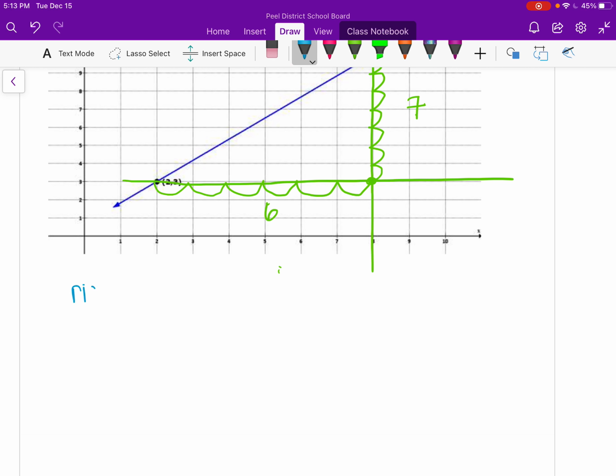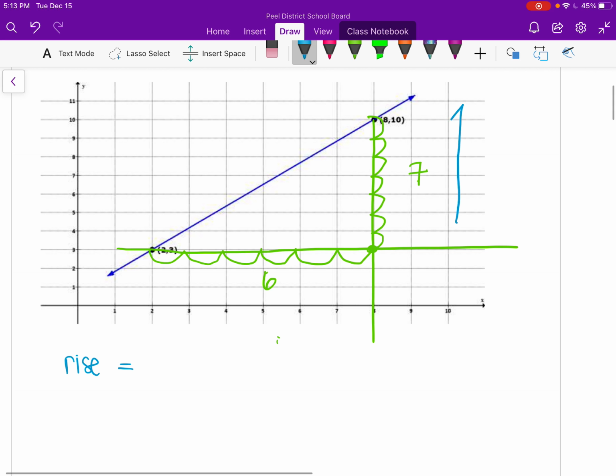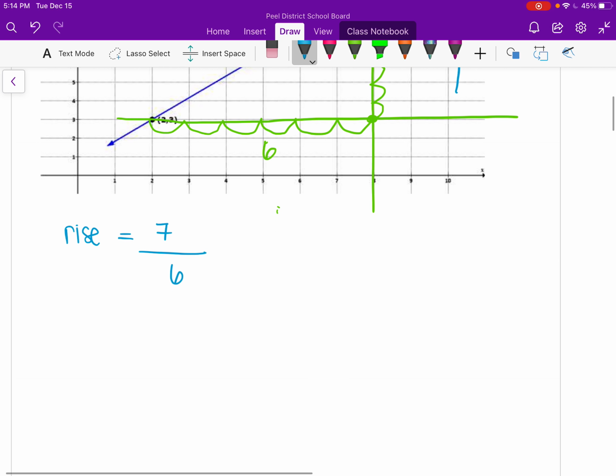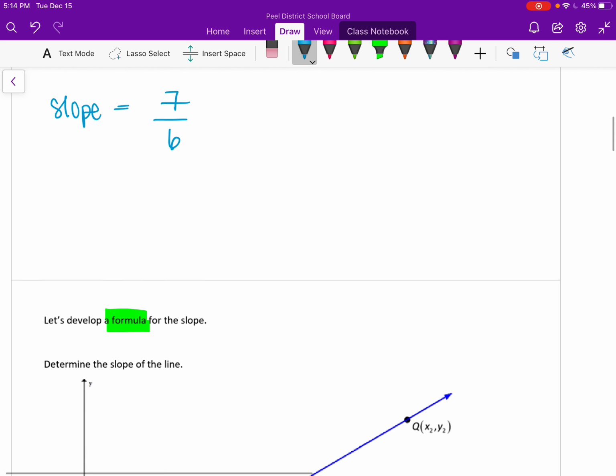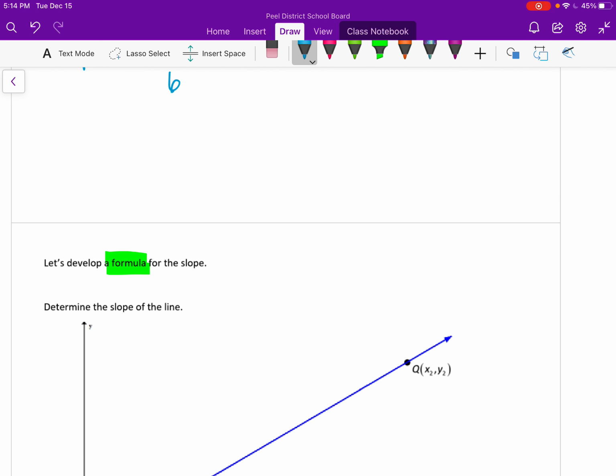So my rise is going to equal plus 7 because I'm going up. So it's plus 7 over, and since I'm going to the right, I'm going plus 6. Rise over run. So slope is equal to 7 over 6. So we're going to determine today a formula for slope.